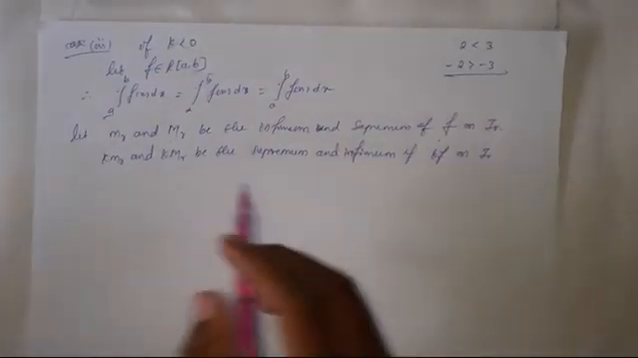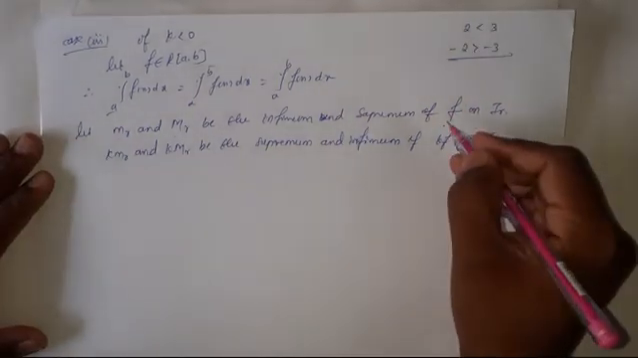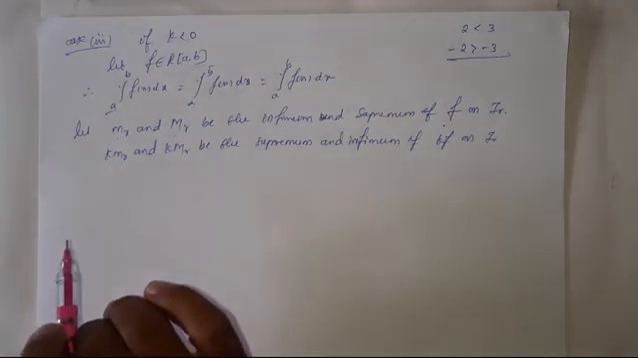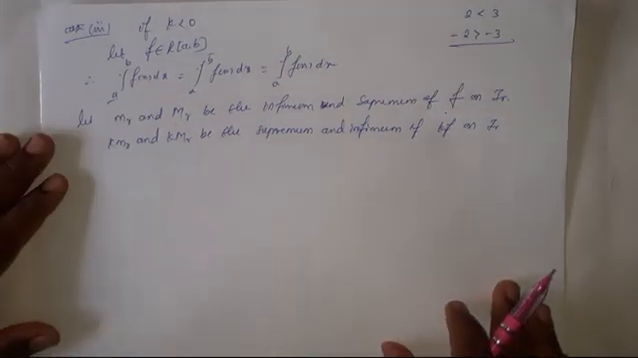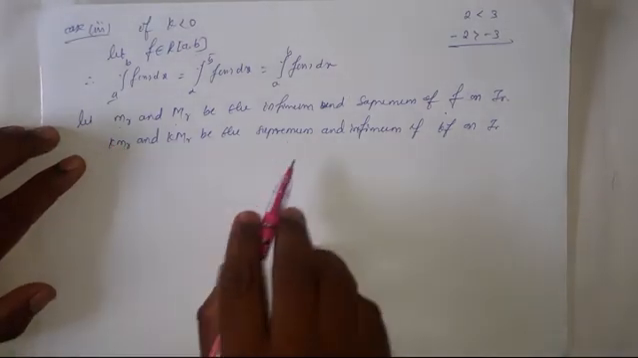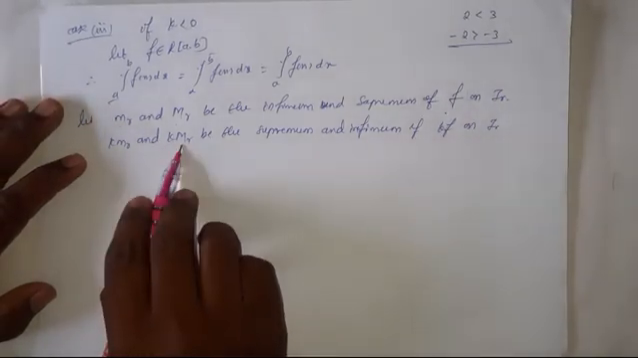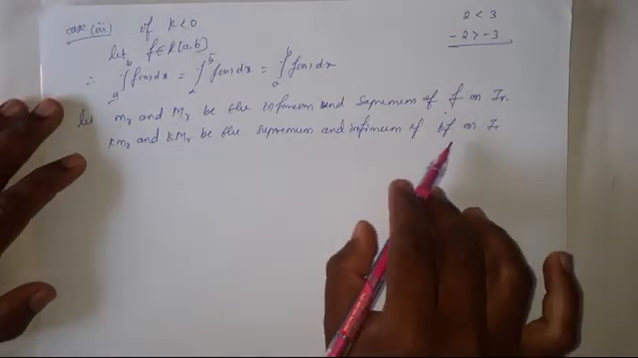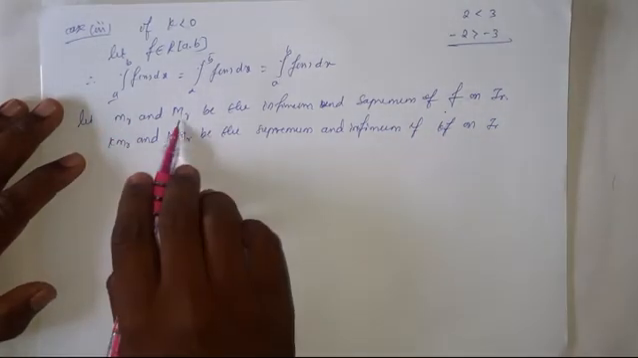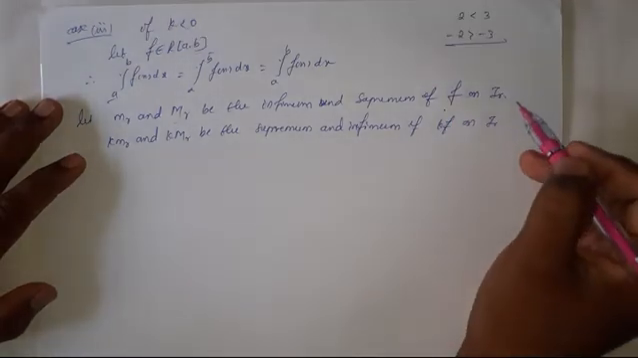So here the supremum and infimum of the function f get reversed because k is negative. So therefore k into small mr is the supremum of kf and k into capital Mr is the infimum of kf, whereas small mr and capital Mr are the infimum and supremum of the function f on the rth subinterval.